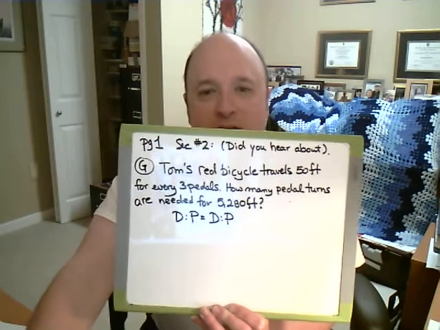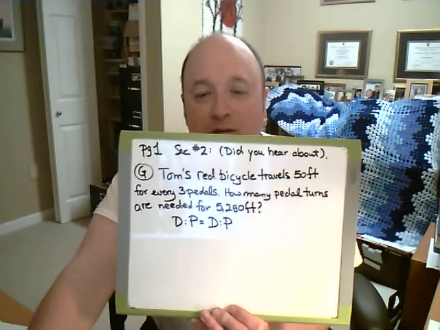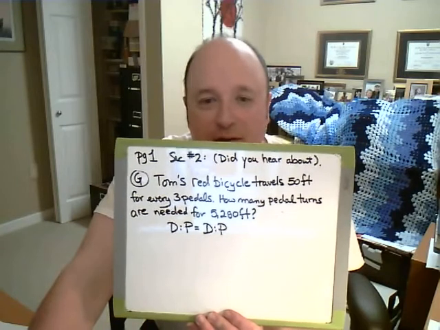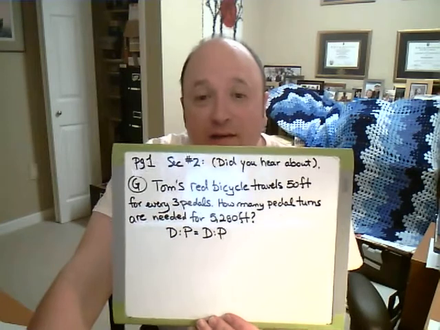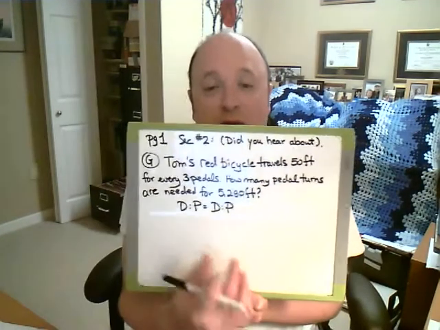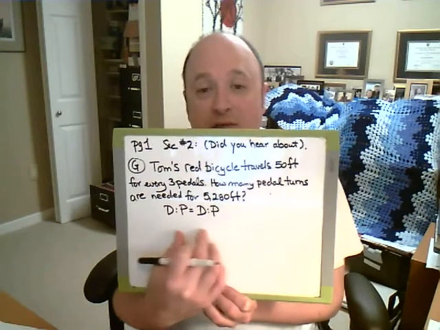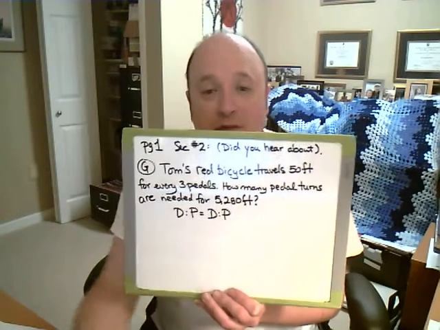Okay, I use distance, D, and P for pedal. So distance to pedal is equal to distance to pedal. Now it doesn't matter which letters you use. You can use F for feet and T for turns, or whatever you like. But what's important is that the order that you have on one side is the same as the order that you have on the other side. So I could even have the P first and the D second, as long as it was the same on both sides of the equal sign.